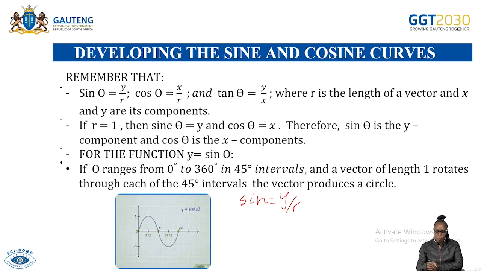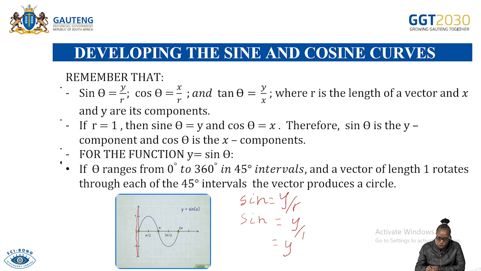And now I say my r is equal to 1. So it means I will have sine equal to y over 1, and 1 is not changing the identity. Therefore, it gives me y as the answer for sine. That's why I say for sine, I will have the y component, which is made up of the sine.